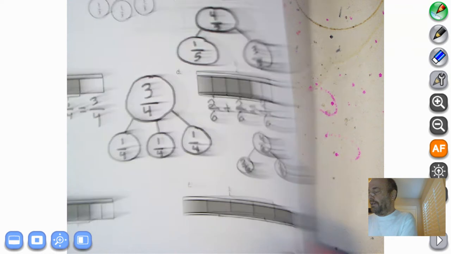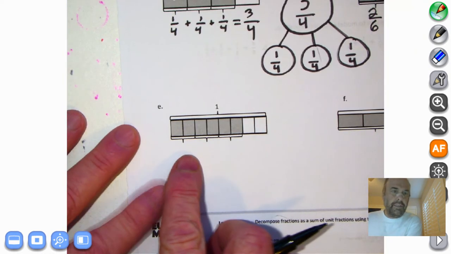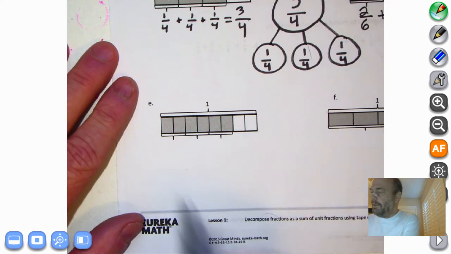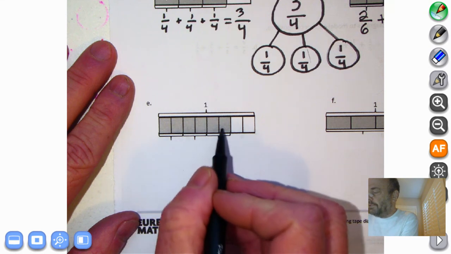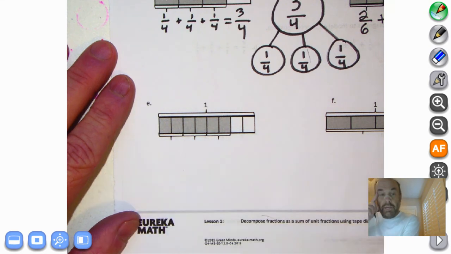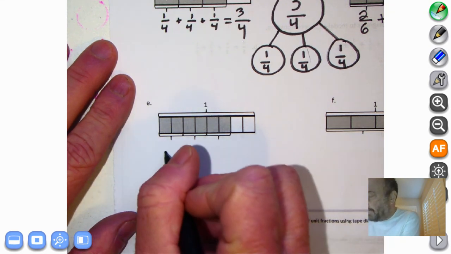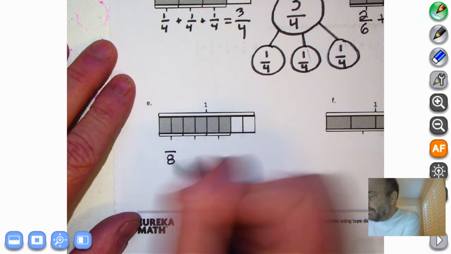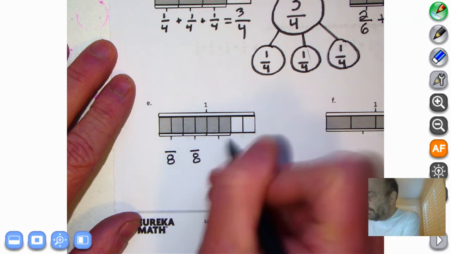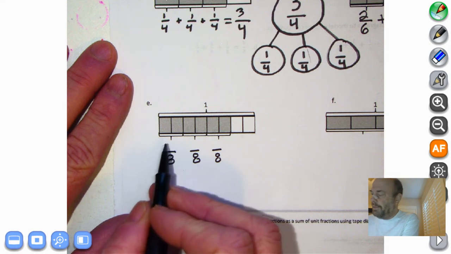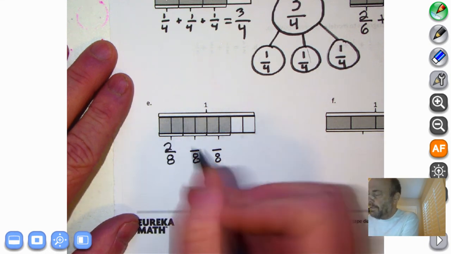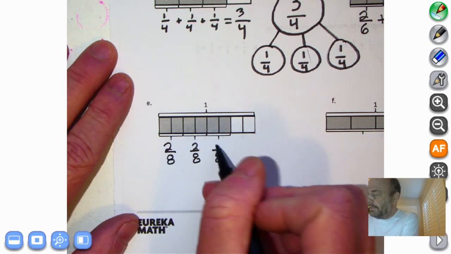All right, let's come on down here to E. What do we have here? How many parts? 1, 2, 3, 4, 5, 6, 7, 8. So I know that my denominator, or the number beneath the fraction bar, is going to be an 8. So let's go ahead and put the 8 right here. Okay, but how many 8s here? 2 8s, 2 8s, and 2 8s.